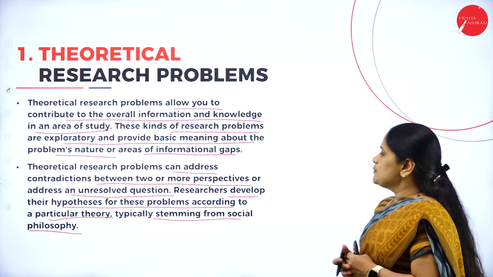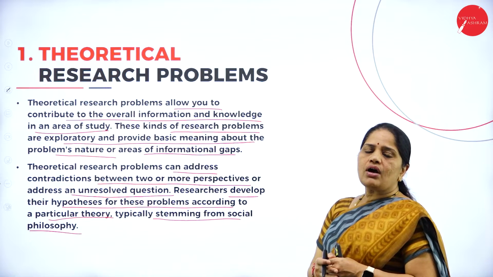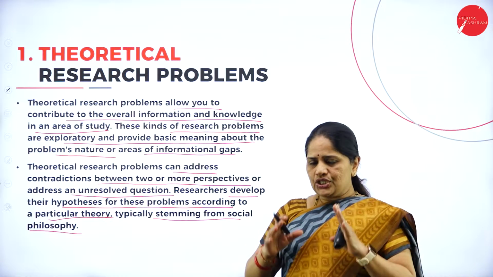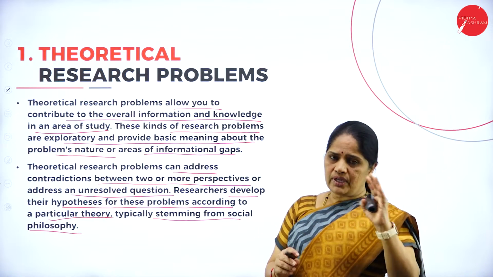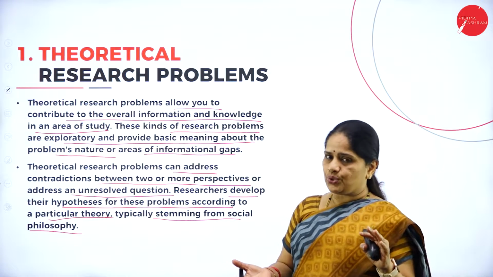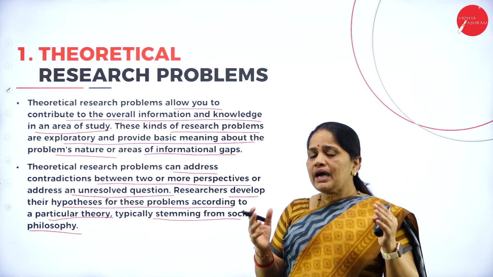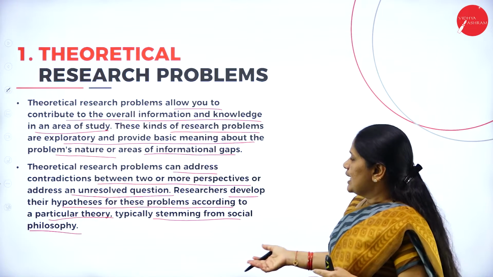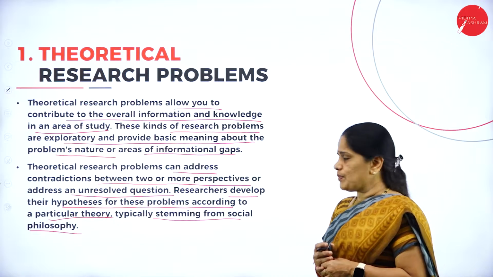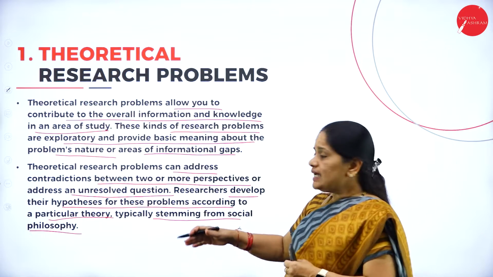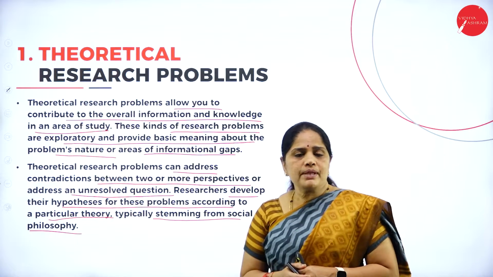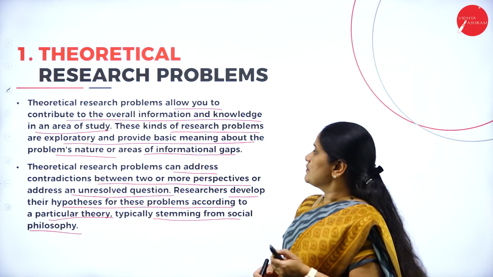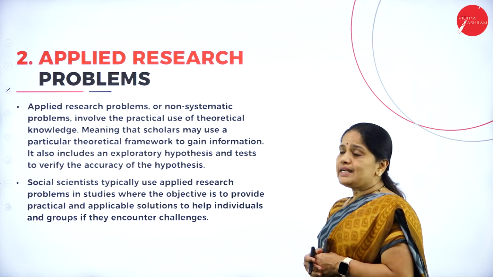So, theoretical research problems can address a contradiction between two groups of persons. There may be an issue, with people who are supporting the issue and people who are supporting against the issue. How does each of them address this? How are each of them for or against this issue? That becomes the basis of the research problem here. The researchers develop their hypotheses based on a particular theory, typically stemming from social philosophy.